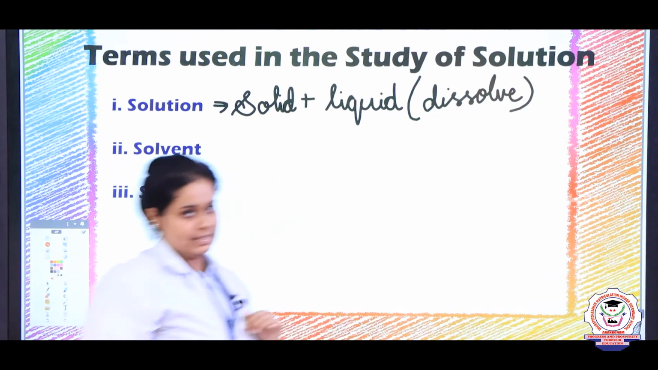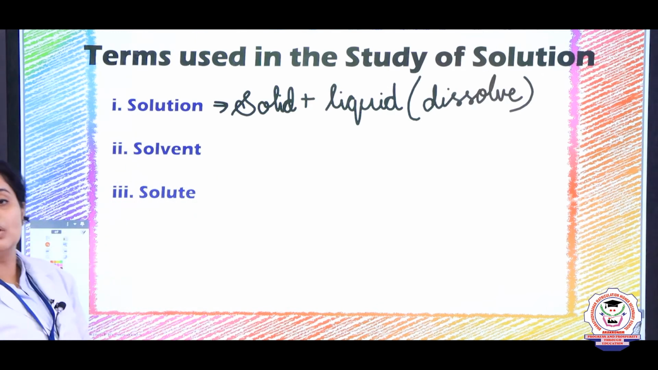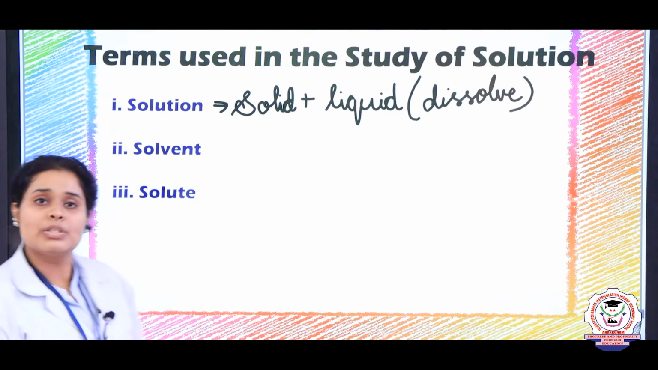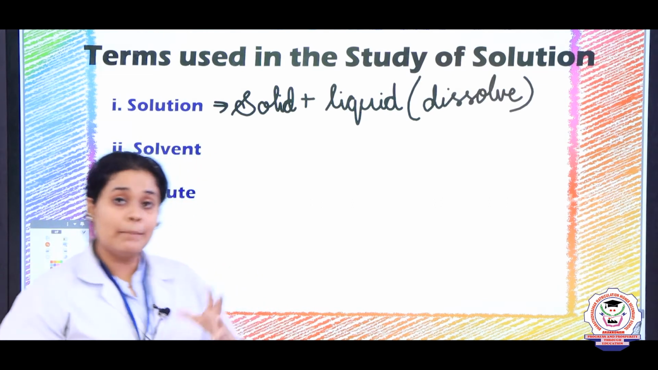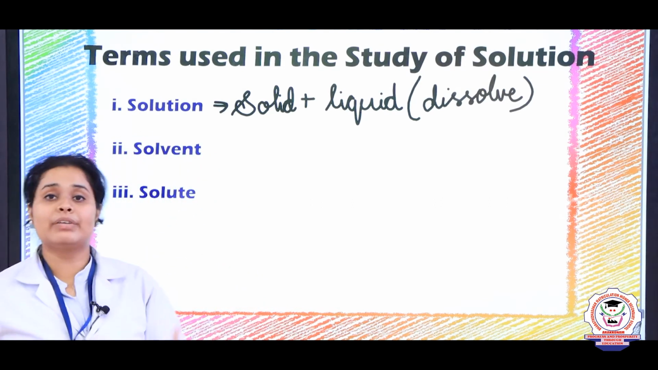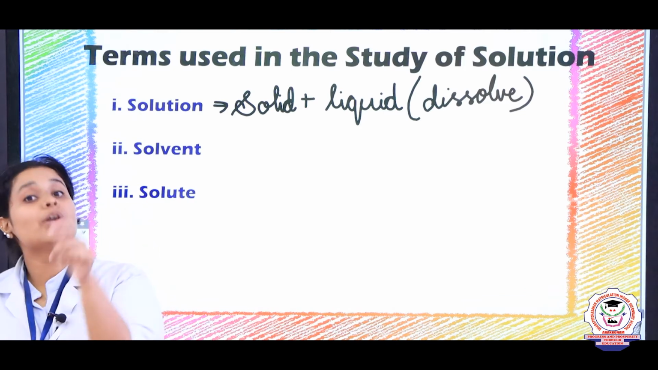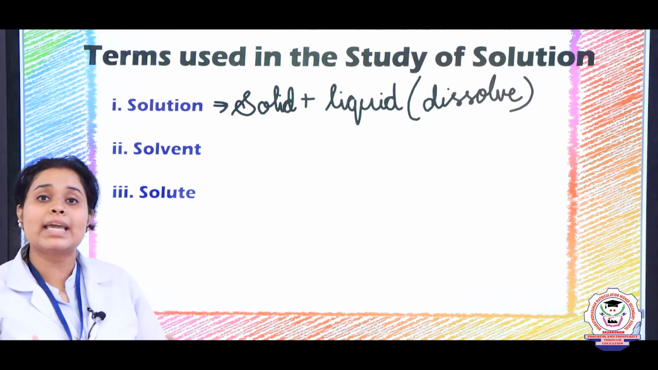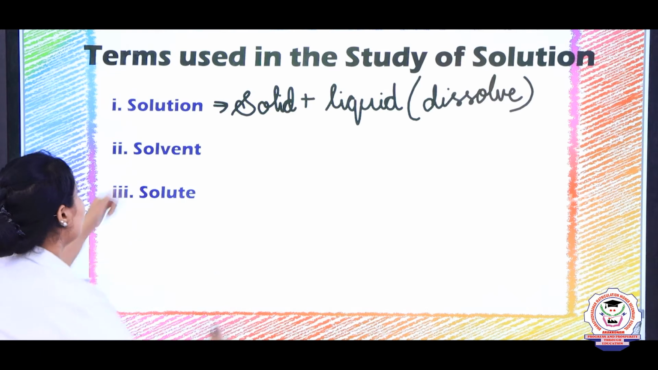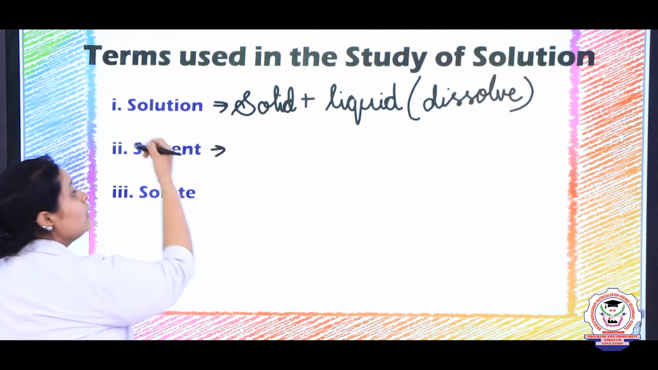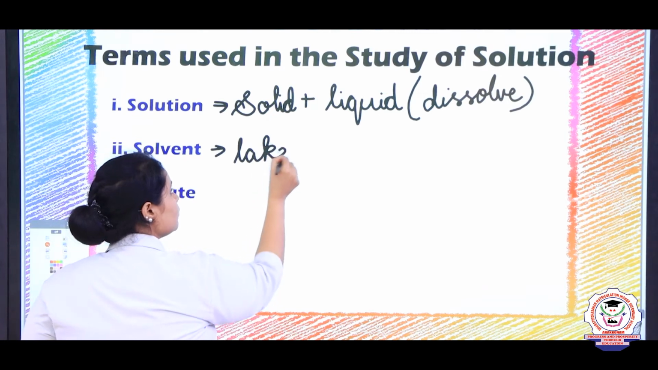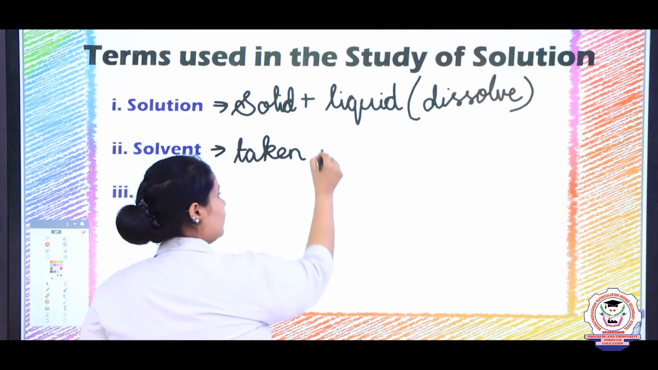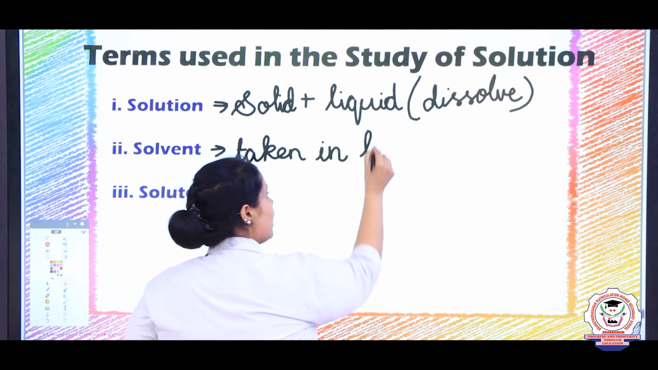Then it comes to the concept of solvent. Children, when we talk about solvent, generally we talk about only water, but solvent can be of different types. The main definition of solvent is anything which is taken in a larger amount. For example, solvent is what? Taken in large amount.